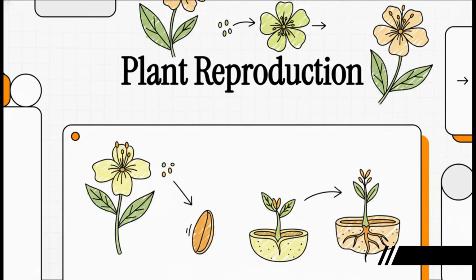All right, let's talk about plant reproduction. You know, that topic that seems super easy, but somehow costs students marks every single year. Well, in the next few minutes, we're going to build an exam-proof blueprint to make sure you are not one of them. Let's dive right in.